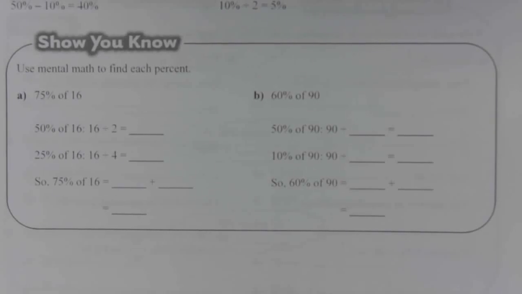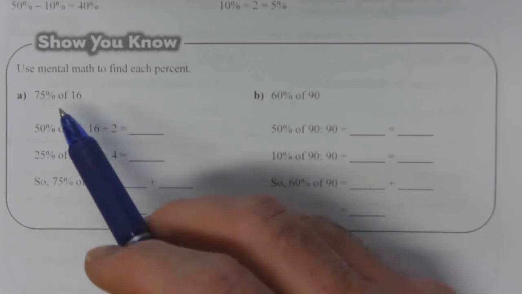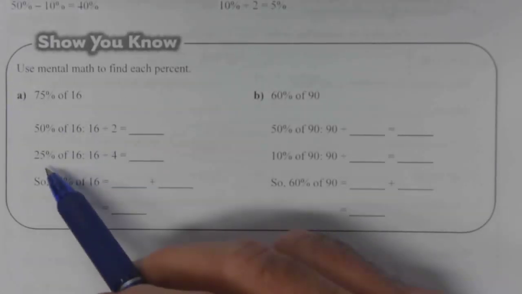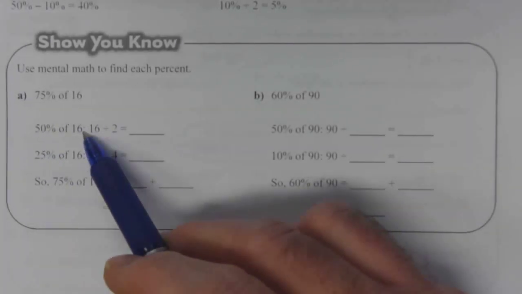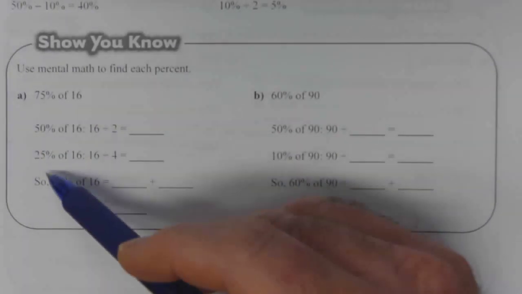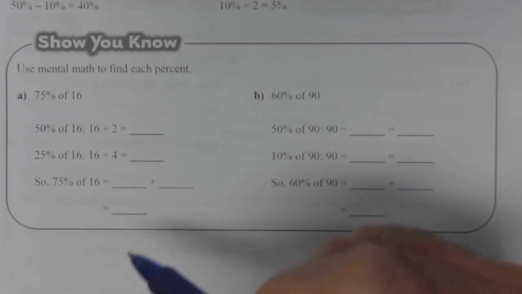We're being asked to use mental math to find each percent. So for A, 75% of 16. 75% is a combination of both 50% and 25%. So if I calculate 50% of 16 and 25% of 16 and then add those answers together, that will get me 75% of 16. That's the process here.